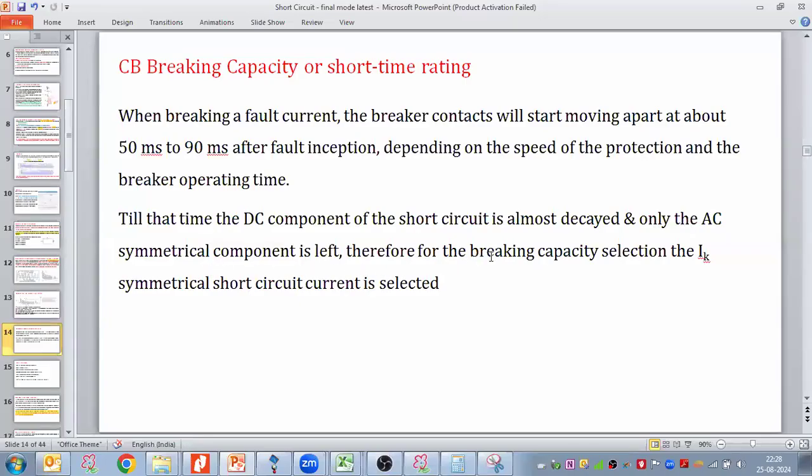Therefore, for the circuit breaker breaking capacity selection, the IK symmetrical short circuit current is adequate to be selected. Along with this IK, we also specify the DC breaking capacity, and that would be around 10 to 12 kiloampere, not more than that. Plus we also specify the asymmetrical short circuit rating of the breaker. If you remember in the breaker discussions, we have discussed the asymmetrical short circuit rating, right?